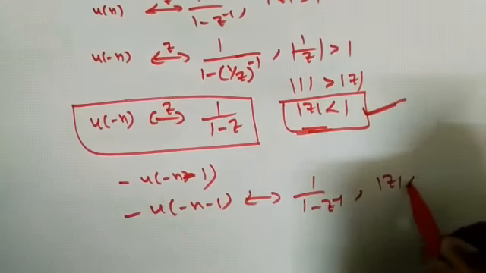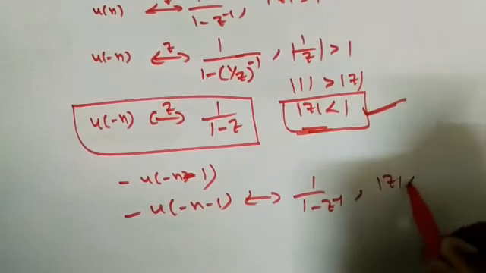Now, what is the property we need to use? The property here is the scaling in the z domain property. That is, if there is z naught power n, some constant power n, into x of n, what is the z transform? The z transform is nothing but x of z by z naught. And what is the ROC? We will get ROC mod z naught into R. Right? That property we need to use.